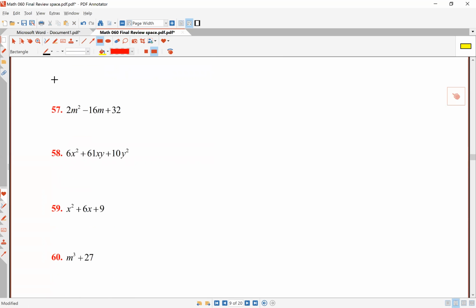57, everything's divisible by 2 in there, so we take out the 2, and we're left with m squared minus 8m plus 16. That's the product of two numbers at 16 that adds to negative 8, and we've got m minus 4 and m minus 4.